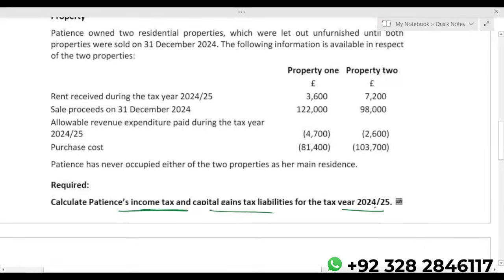For CGT, we know that capital gain is taxed at the end, after you have taxed all other sources of income. First, we apply a tax rate on non-saving income. Then we go for saving. Third is dividend. Finally, we go for capital gain.